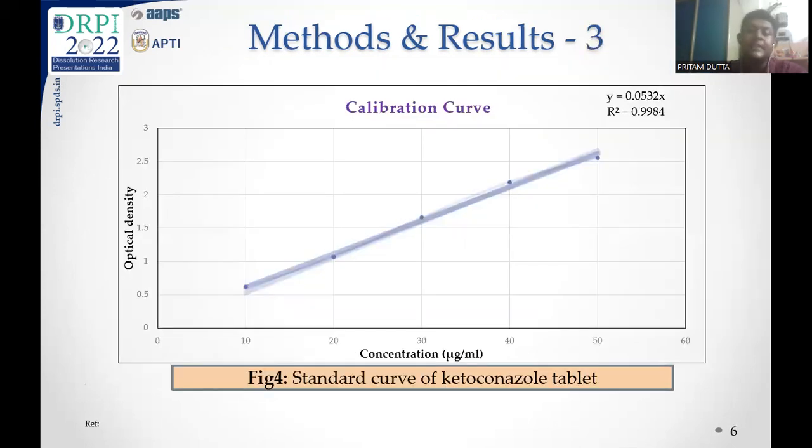So this is the calibration curve of ketoconazole. On the x-axis, we have taken concentration in microgram per ml, and on the y-axis, the optical density. It follows the equation y is equal to mx, where m is equal to 0.0532, and the r square value is nearly 1, that is 0.9984.